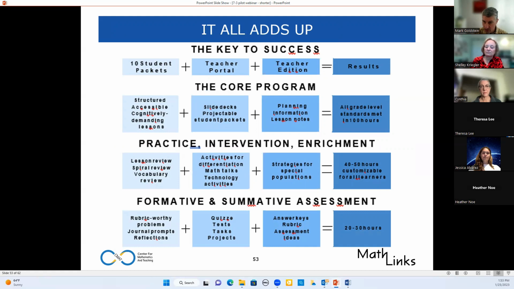There's a teacher edition, lots of useful resources in the teacher portal, and the core of the program, meaning all grade level standards, can be done in about 100 class hours, as I said before, so it leaves plenty of time to build in other things you think are important to maximize student learning.